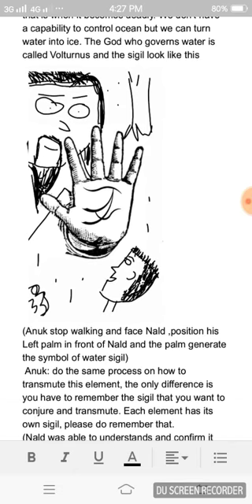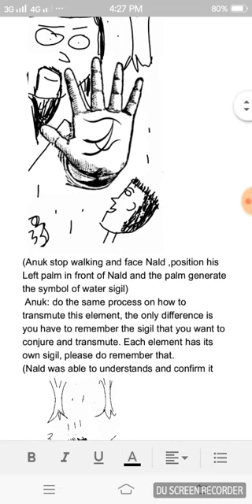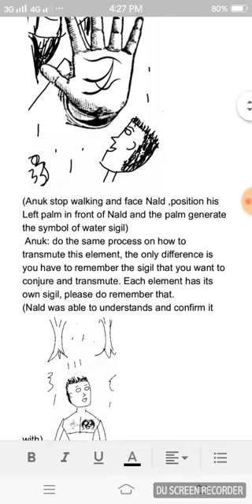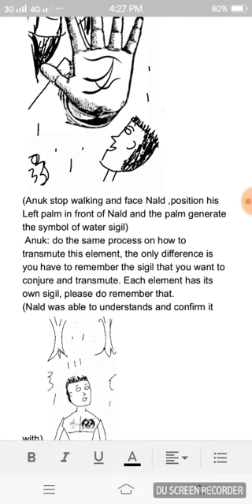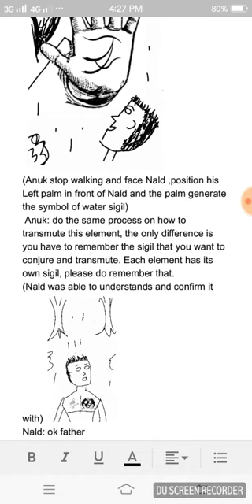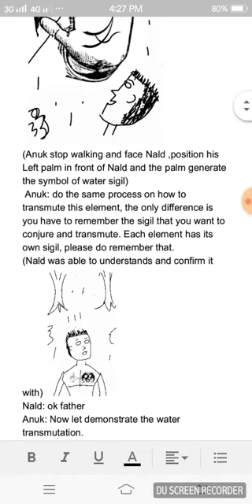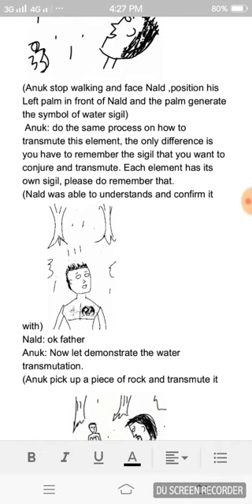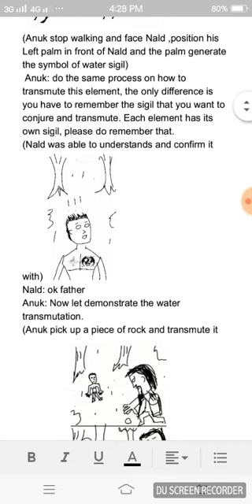Anuc stopped walking and faced Nald. He positioned his left palm in front of Nald, and the palm generated the symbol of the water sigil. "Do the same process on how to transmute this element. The only difference is you have to remember the sigil that you want to conjure and transmute. Each element has its own sigil. Please do remember that." Nald was able to understand and confirmed it. "Okay, Father."